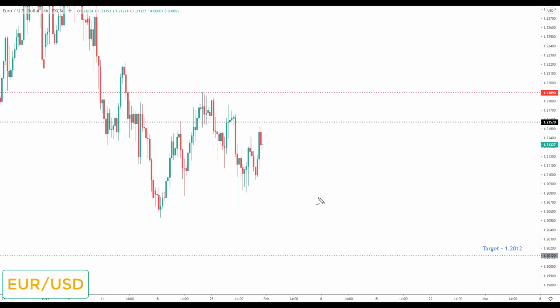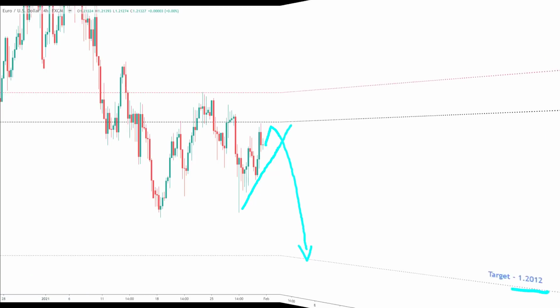However, although this is not one to watch for next week and high up on the watch list, if you are looking to trade this, this would be an area I would be interested to start to look for bearish reversals. And I'd be looking down towards the next key of support to the downside, the target set, the 1.2012.